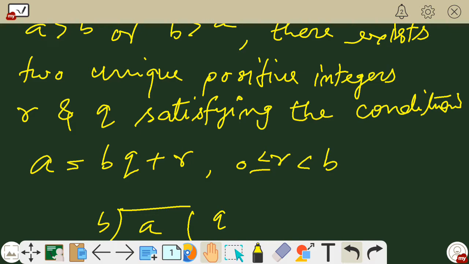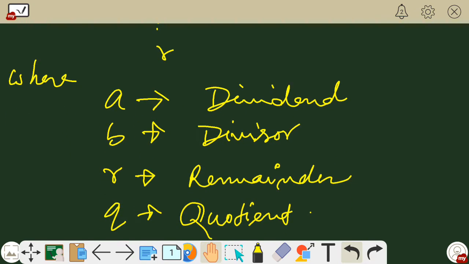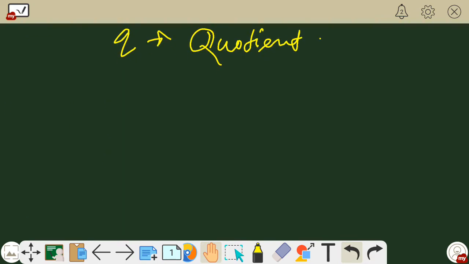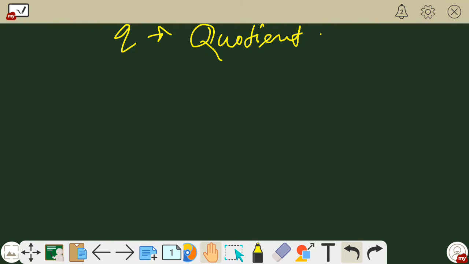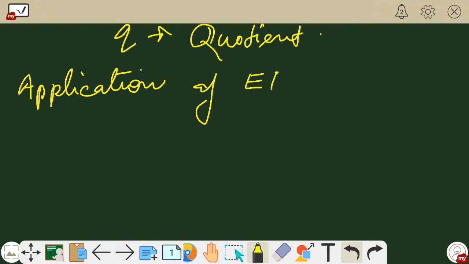What is the application of the Euclid division lemma? We will discuss the application when we are finding the HCF of two or more numbers; then you can utilize the Euclid division lemma. So, application of EDL, Euclid division lemma: mostly it is utilized in finding the HCF of two numbers.